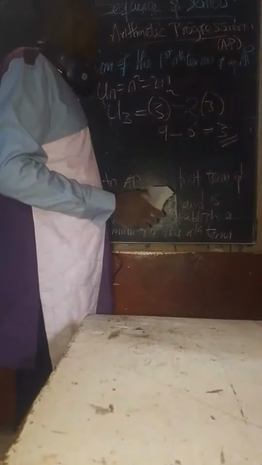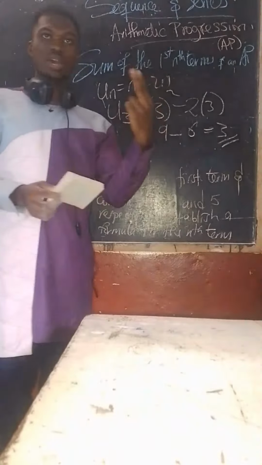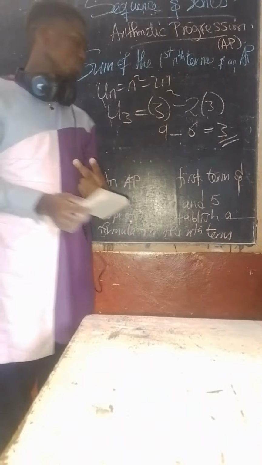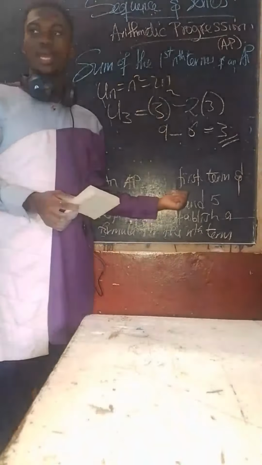You cannot use the formula when you don't have A and you don't have D, the first term and the common difference. You don't have them, so you cannot go ahead to use the formula. See when we use the formula now, question 2.